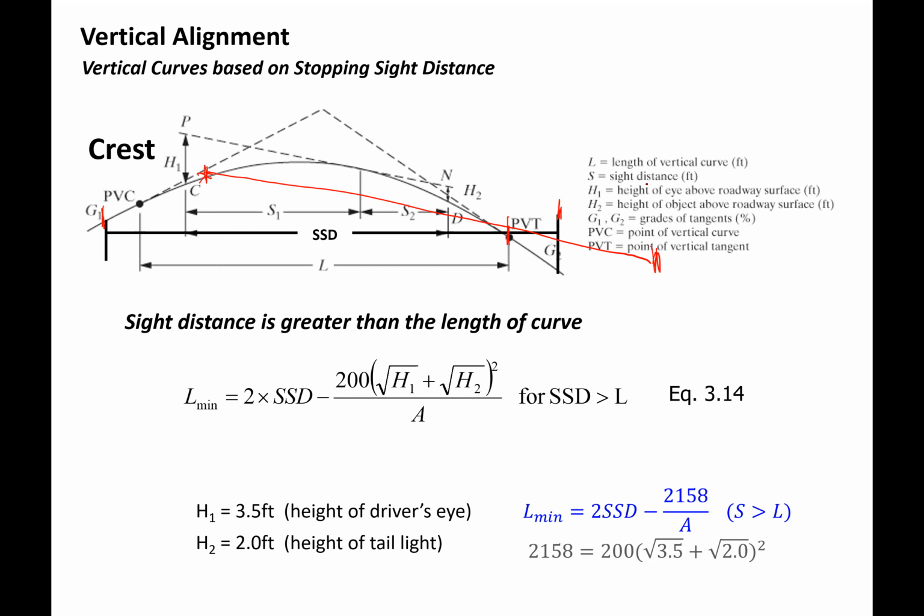Again, if we assume the AASHTO standards for height of driver's eye and tail light height, we can minimize that equation and reduce it down to the equation here in blue. So 2 times the stopping sight distance minus 2158 over the change in grades.